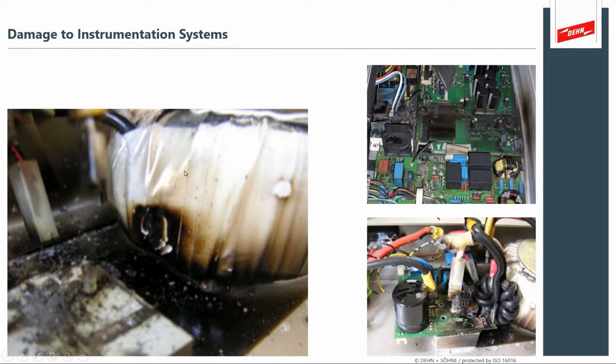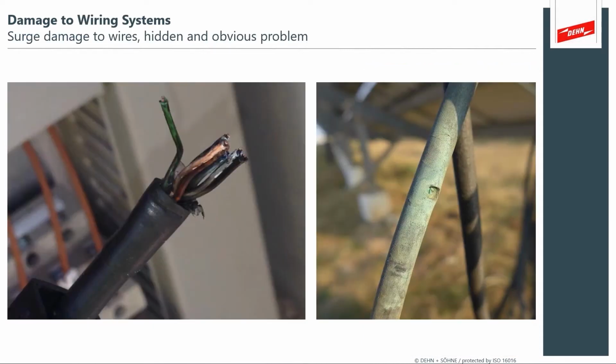We have extensive damage to instrumentation. These are the visible effects of lightning damage that SPDs, surge protection devices, can help mitigate. And what's really important about some of this damage that SPDs can help avoid is it's easy to see when a wire is blown apart, but it's very difficult to find the hidden problems.